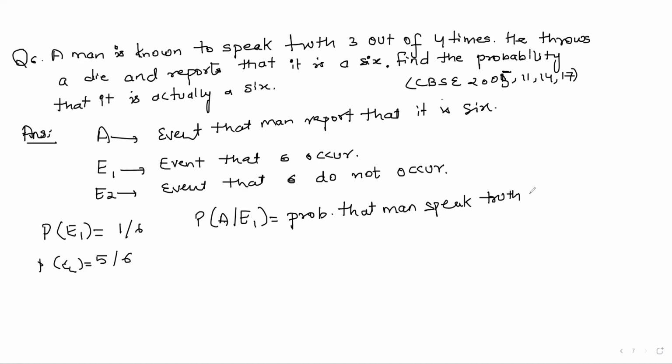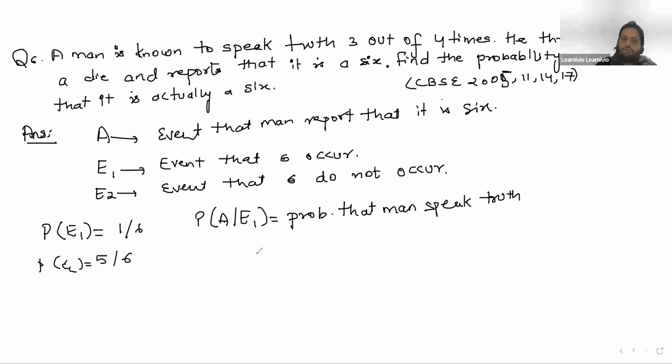3 by 4. Yes, Nabil? What is the probability that the man is speaking truth? Sir, 3 by 4. Very good. Now, very, very good. Next is P(A/E2).